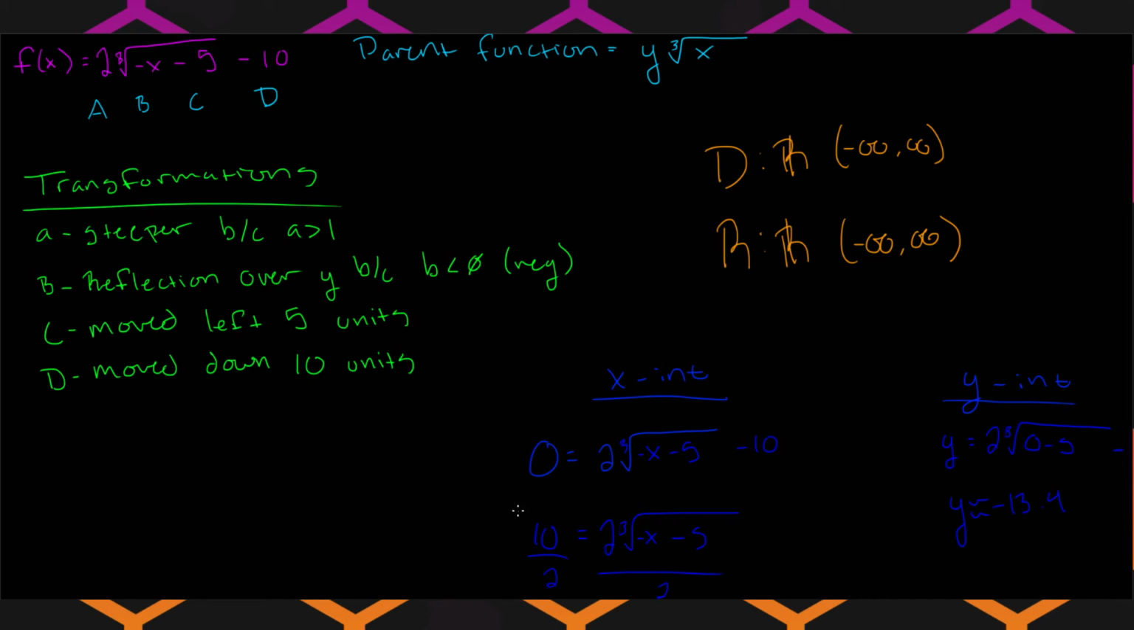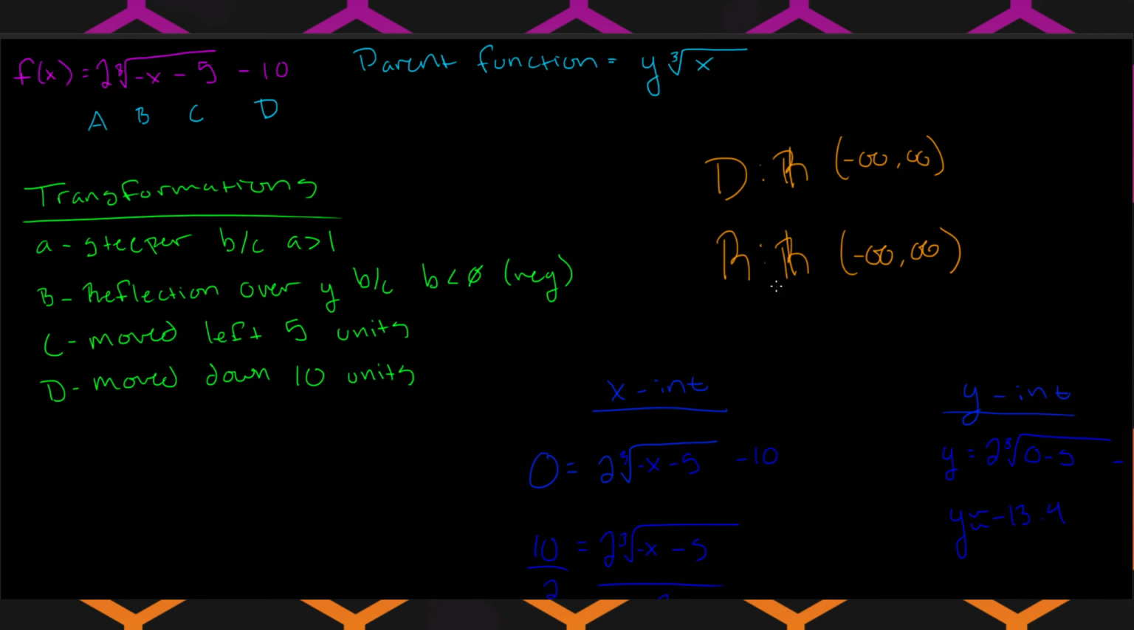So the transformations that happen is it's steeper because a is greater than 1. A reflection over the y because b is less than 0, so it's negative, as you can see here. C is moved left 5 units, and D is moved down 10 units. The domain and range of this equation are all real numbers.